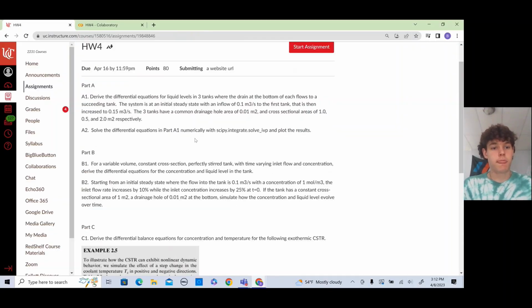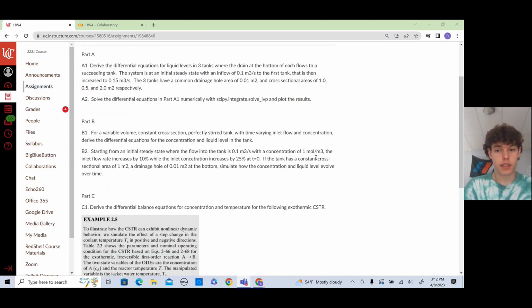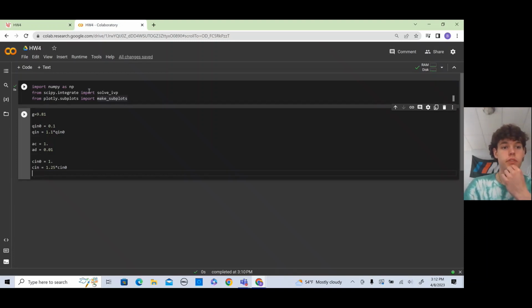This is going to be homework 4, part B2. So we'll have all of our givens here, which have been written here. So firstly, we've imported our numpy, our scipy integrate solve_ivp to solve our differential equations, and our plotly to make our subplots later on.